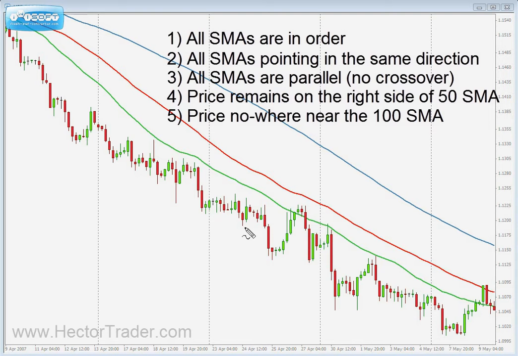Just as I said before, it's okay to have a quick touch above the 50, as long as price dives back down immediately after. I like price to be nowhere near the 100. Any single touch, even if it's just for 1 bar, I consider the trend to be jeopardized.